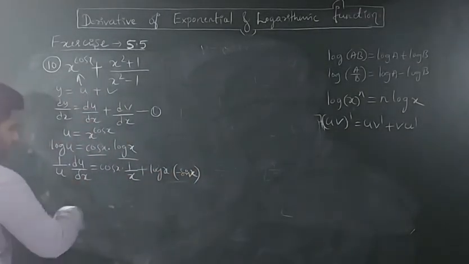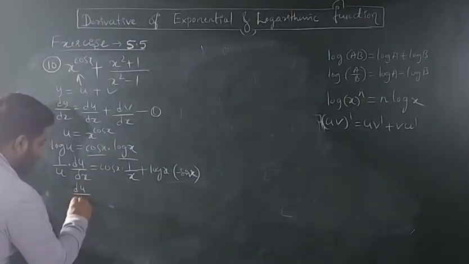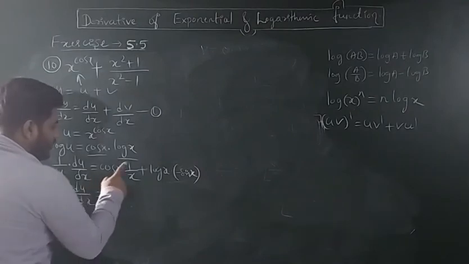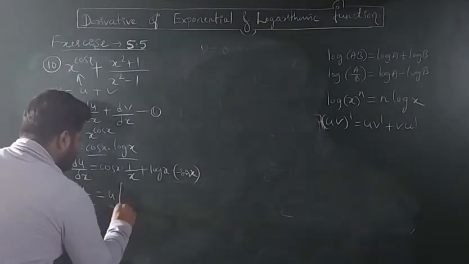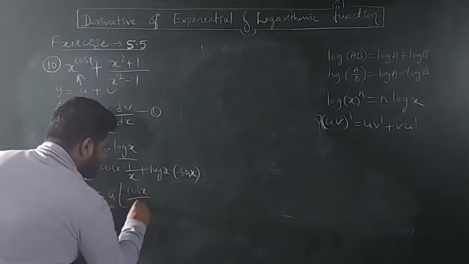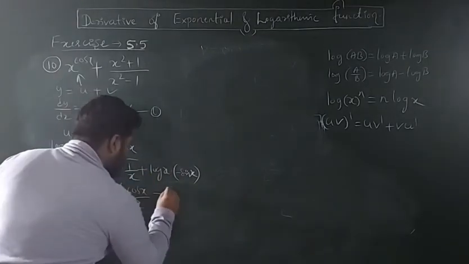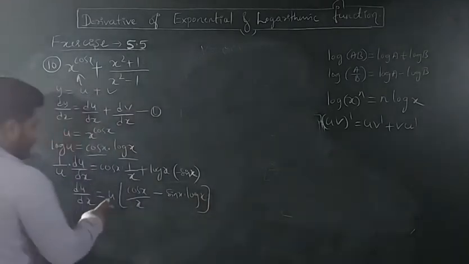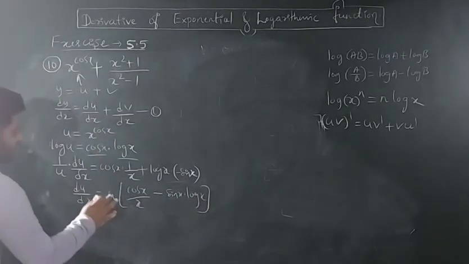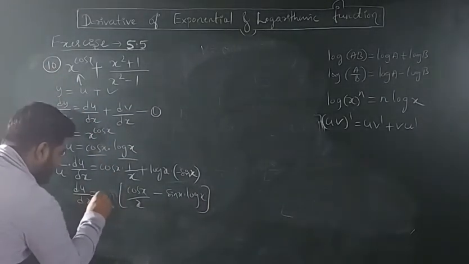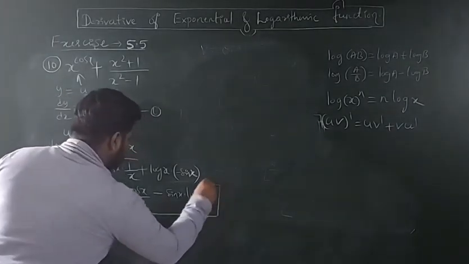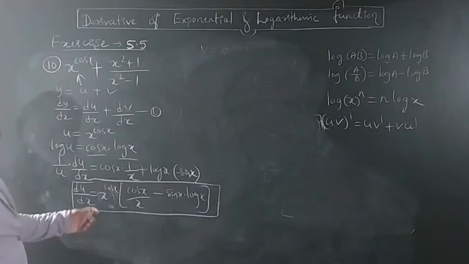Now simplifying, you take this side du by dx. u is there in the denominator, whenever it comes here, it becomes numerator. du by dx equals u into cos x by x plus minus sin x into log x. So what is the u value? x raised to cos x. So we got the du by dx value here.